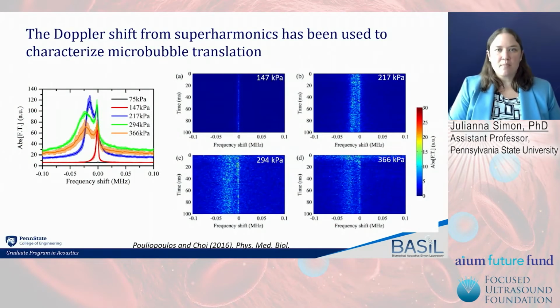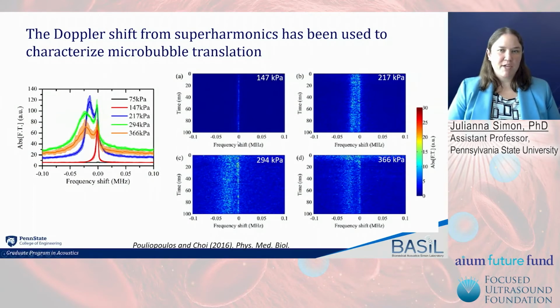Other groups have used the Doppler shift from the superharmonics to characterize microbubble translation. So if we look at this Doppler plot on the left, we see as our pressure increases, we get more and more of a negative frequency shift. This is for the 10th harmonic because you need the frequency high enough to be able to detect those Doppler shifts. But basically what it's showing is as we increase pressure, we're getting faster and faster microbubble translation, which we can back out from this Doppler shift.